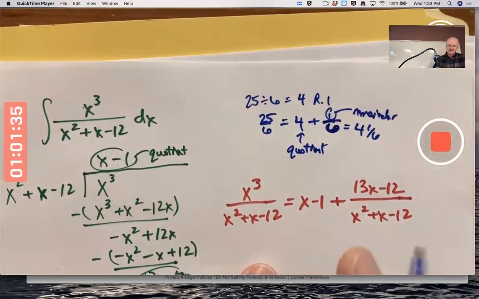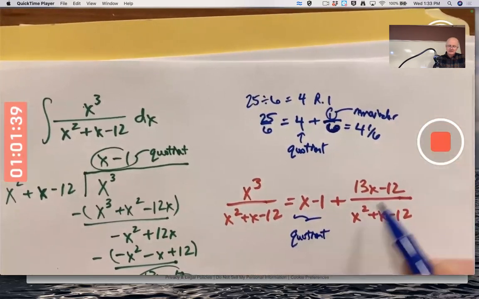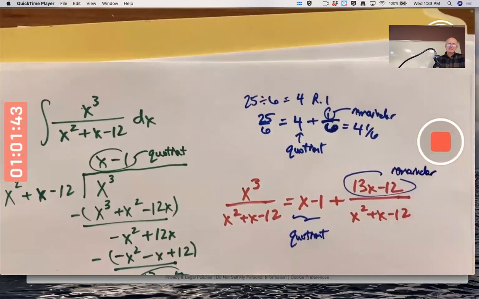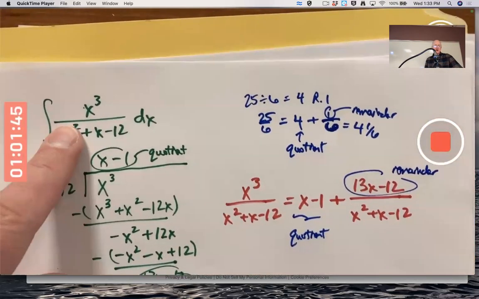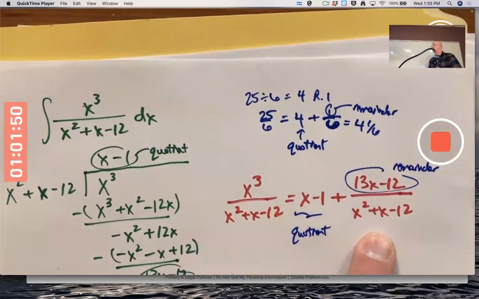Same idea here. There's your quotient. There's your remainder. And why is this good? Because now I can integrate this function by integrating that function. This part's easy. That part can be done with partial fractions.